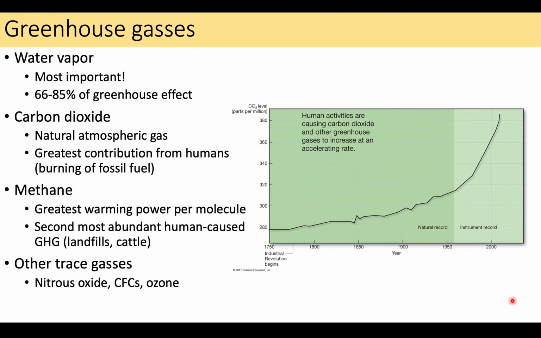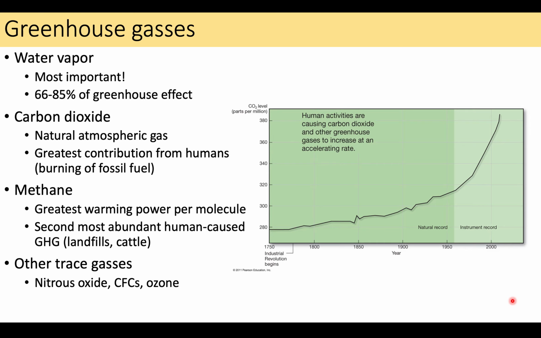There's certain gases in our atmosphere that can absorb the outgoing longwave radiation from the Earth's surface. So the most important is water vapor. Water vapor actually makes up the majority of our greenhouse effect, also because there is a lot of water vapor. Carbon dioxide is another. You might have heard of this. It is where we are causing the most problems.